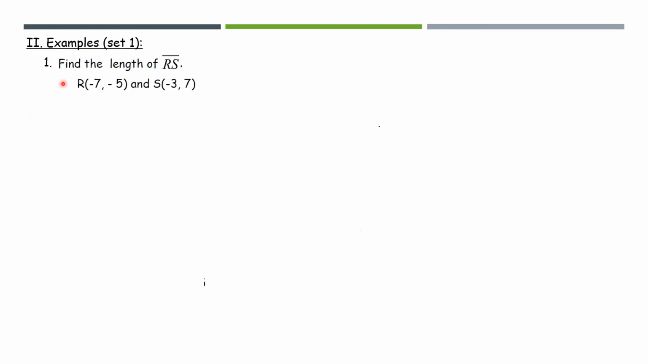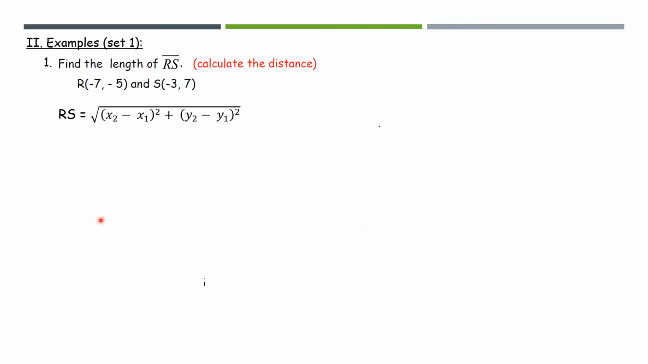So the first question here says, find the length of segment RS. And it gives you the point R is at -7, -5, and S is at -3, 7. Now you can graph this and make a right triangle, but you don't have to. We know the formula. We know the formula is the length of RS equals the square root of x sub 2 minus x sub 1 quantity squared plus y sub 2 minus y sub 1 quantity squared, because remember, the length of a segment is calculating the distance.